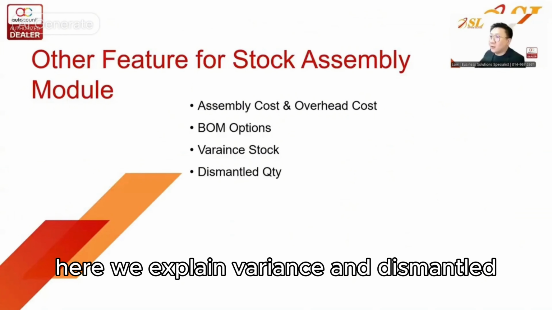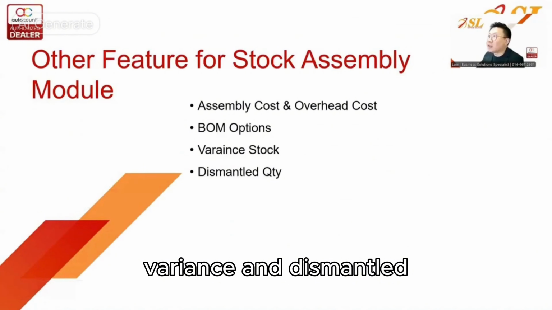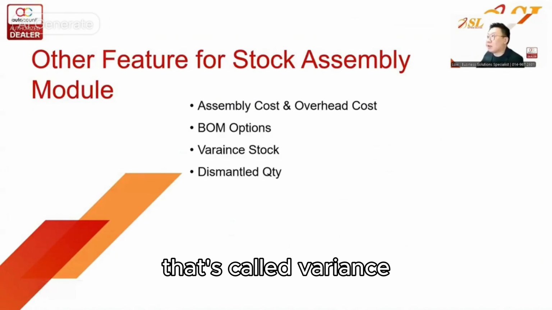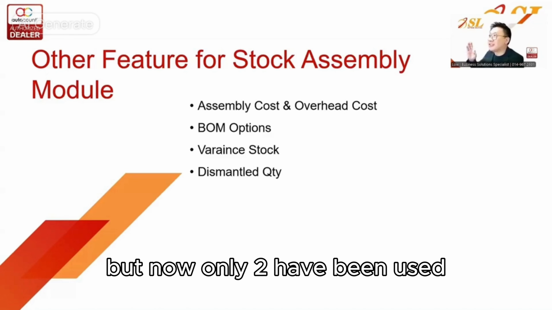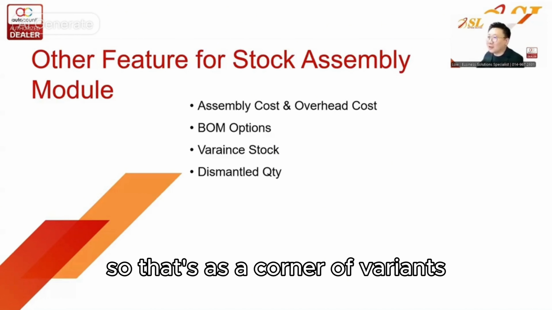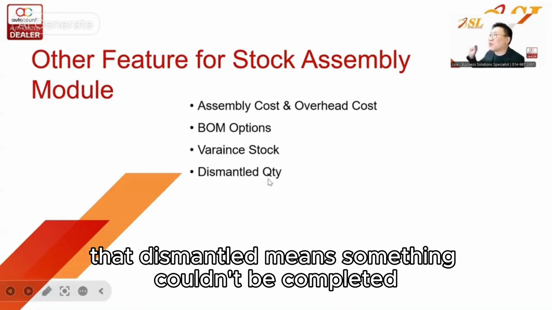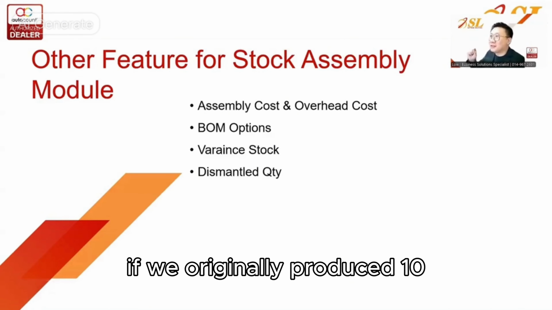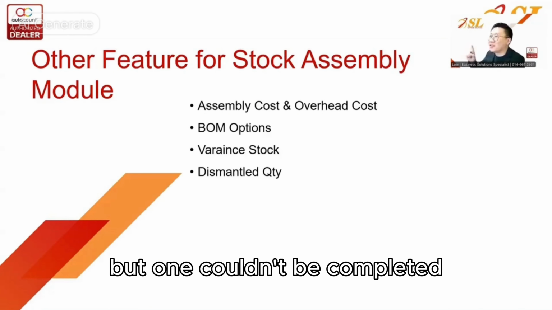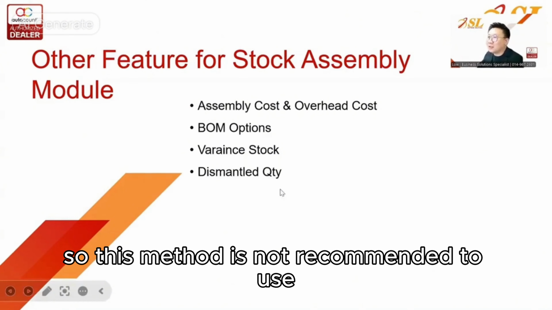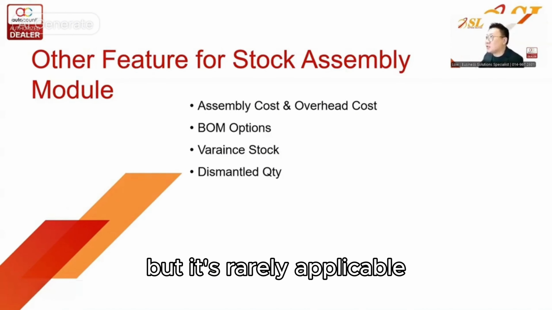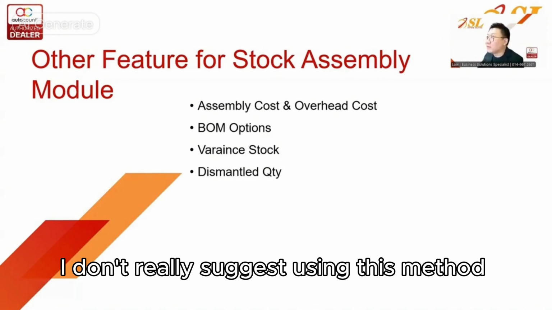Here we explain variance and dismantled. Variance is when some stock is not used as much. That's called variance. Originally, we talked about 3 raw material 1, but now only 2 have been used. So that's counted as variance. Dismantled means something couldn't be completed. If we originally produced 10, but 1 couldn't be completed, it can produce at most 9. Then we only deduct stock for 9. So dismantled is not recommended to use, but it's rarely applicable. I don't really suggest using dismantled.